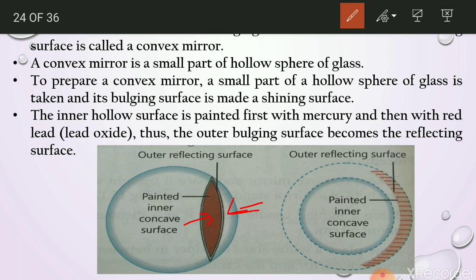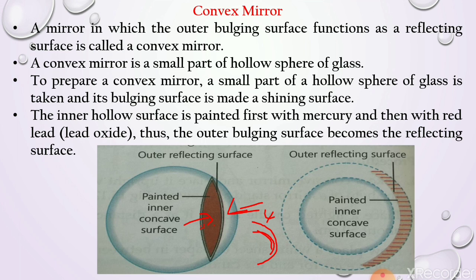So the inner surface is painted with mercury and then with red lead, means lead oxide. Okay, so suppose we are having one curved mirror and now we are painting the inner surface with mercury and red lead, then obviously the outer surface will become shiny and reflecting, means the outer bulging surface will become the reflecting surface. So the mirror in which the outer bulging surface acts as a reflecting surface is called a convex mirror.